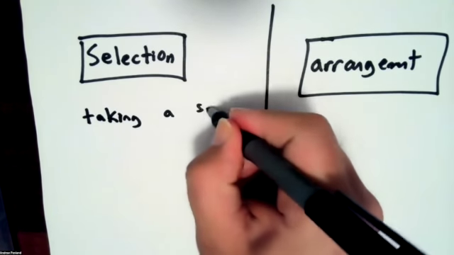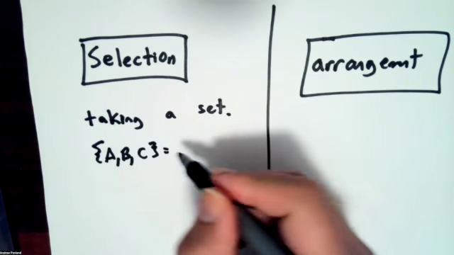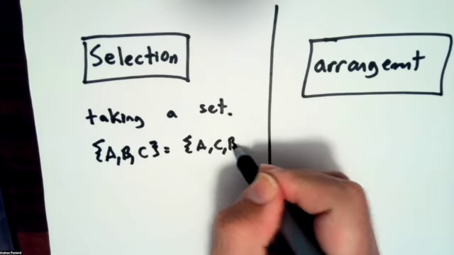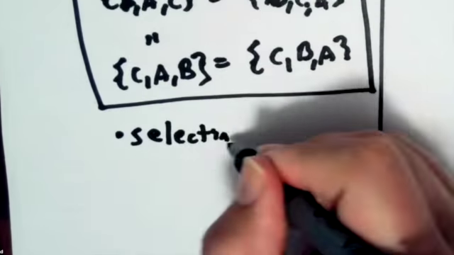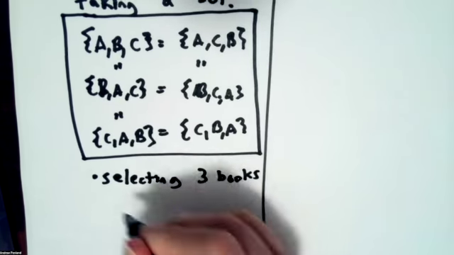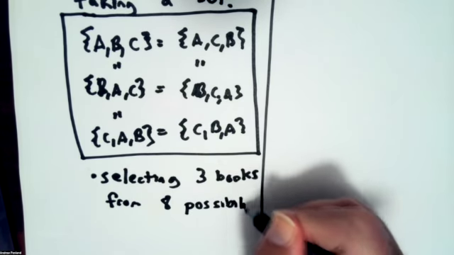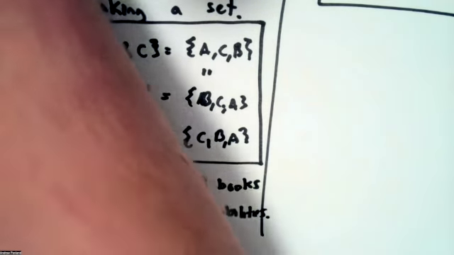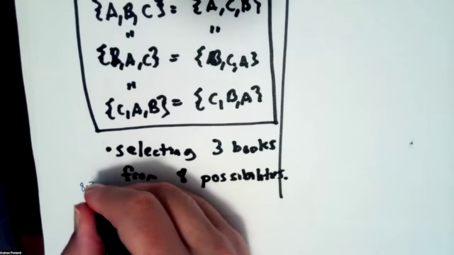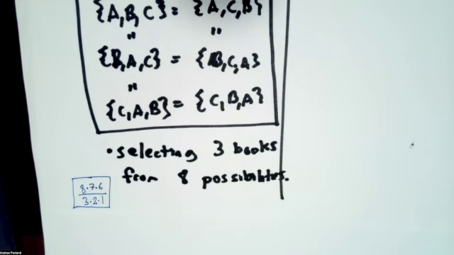And if you're just taking a set, then ABC is the same as a set as a lot of other things. It's the same as ACB, it's the same as BCA. Books from 8 possibilities. And when we looked at that problem, we decided that we needed to divide. We set it up so that there was a division on one side, and we had that the answer was 8 times 7 times 6 divided by 3 times 2 times 1. Do you remember doing this?